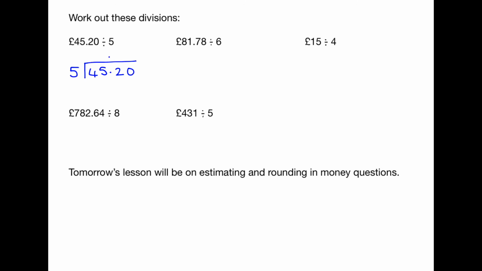So we do 5 into 4, there's none of them, carry the 4. 5 into 45 goes 9 times exactly. 5 into 2 doesn't go, so we've got another 0, carry the 2. And 5 into 20 goes 4 times. So we wouldn't bother with that 0 in the front there when we're writing our answer. So we just write £9.04.